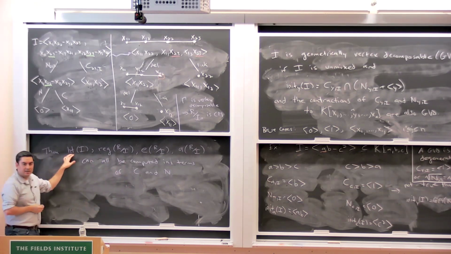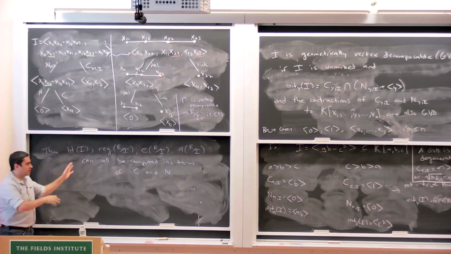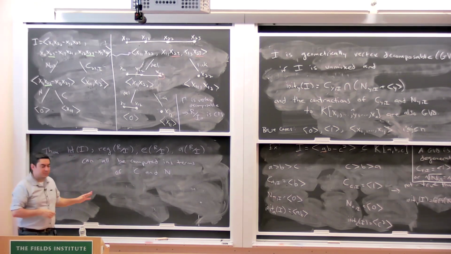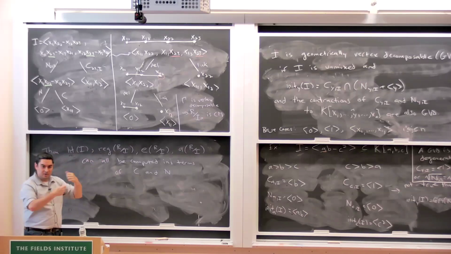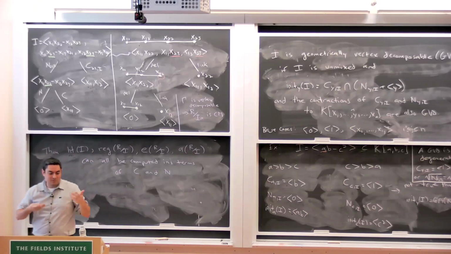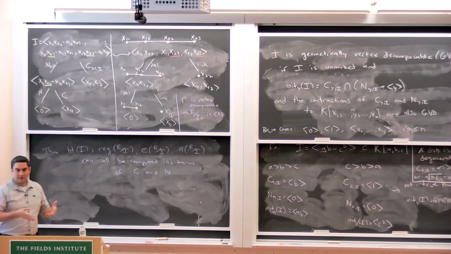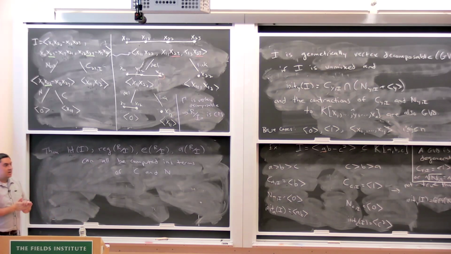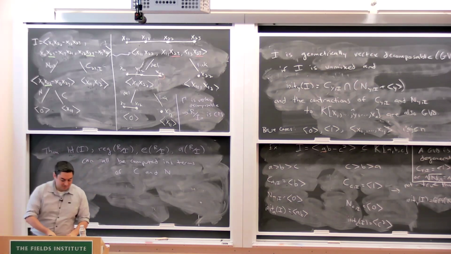Same thing with height: the height of I is equal to the height of C, which is equal to the height of N plus 1 in the non-degenerate case. In the degenerate case, you have to take care of some issues, but the point is that you can recursively compute all these things. So why GVD? Why is it important? Because you can break things down really nicely and get all those properties in a recursive way. Okay, I think I've gone over time. Sorry.